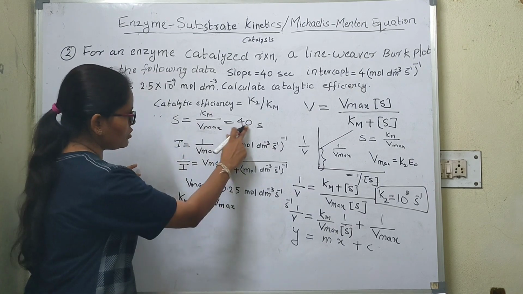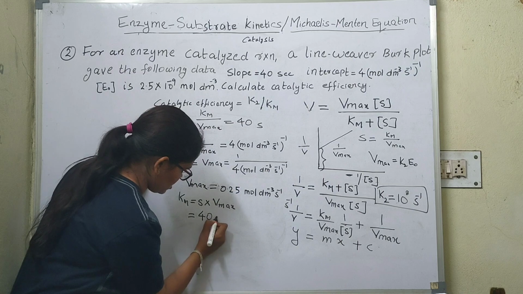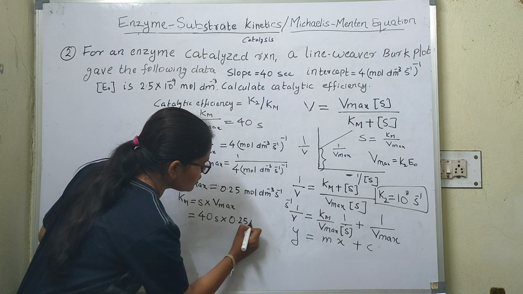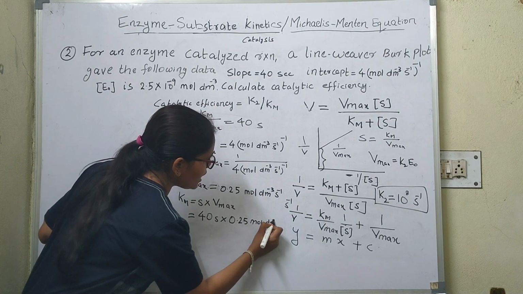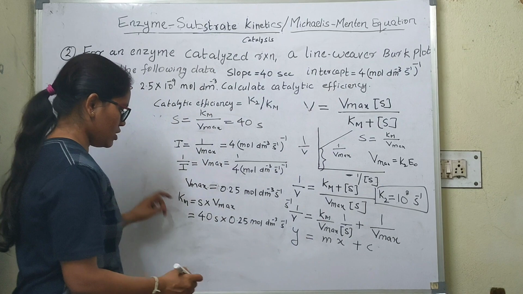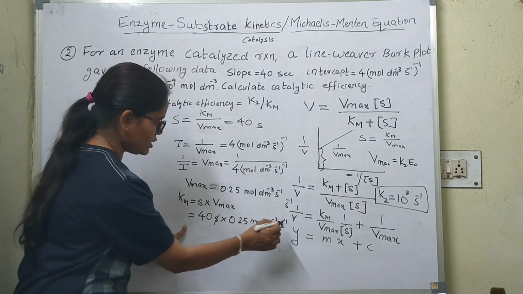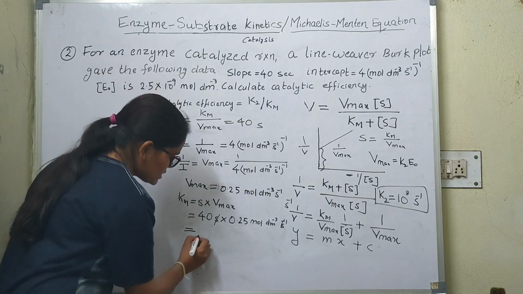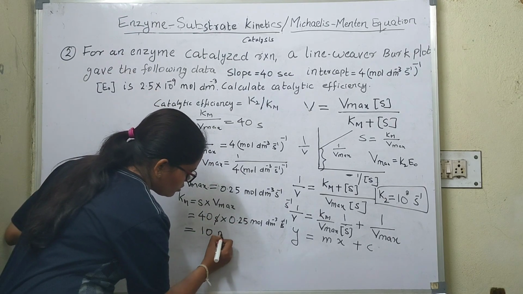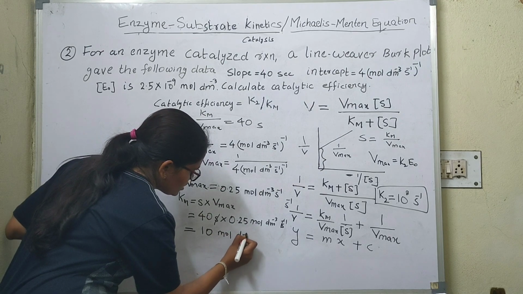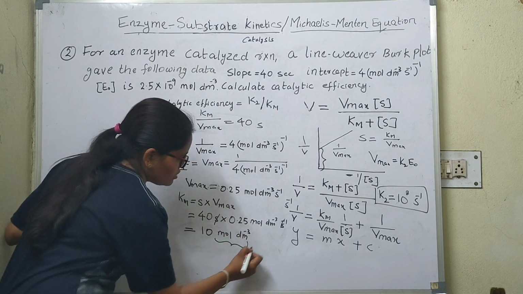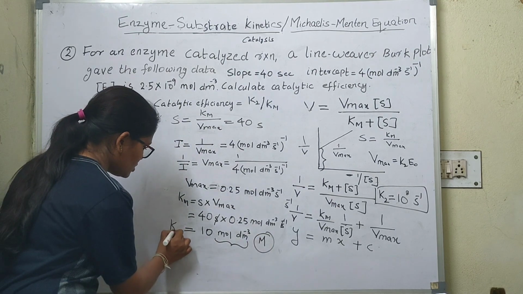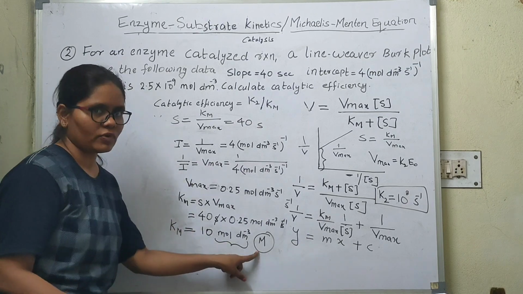Now what is the slope here? 40 seconds, into what is Vmax? 0.25 mole dm power minus 3 second inverse. So here the unit of second gets cancelled. Now what you have? 40 into 0.25, that is 10. So 10 mole per decimeter cube. This is the unit of concentration, that is molar. So the unit of Km is the unit of concentration.